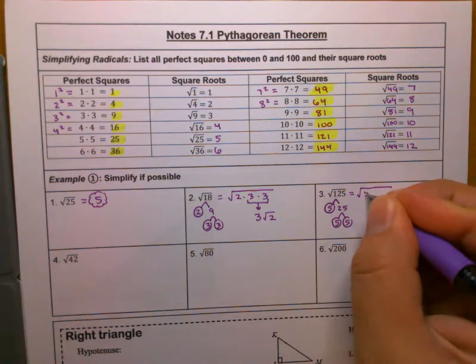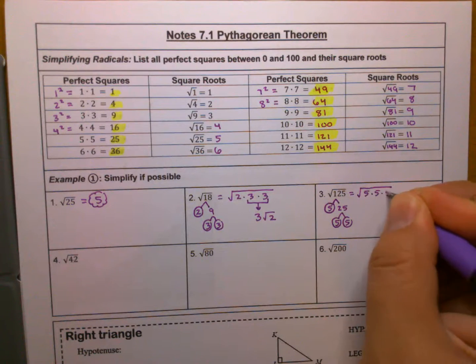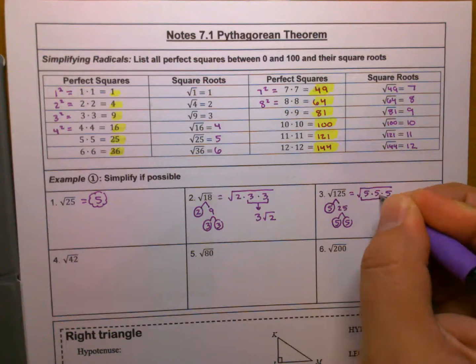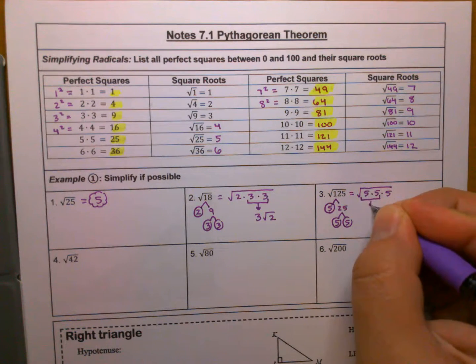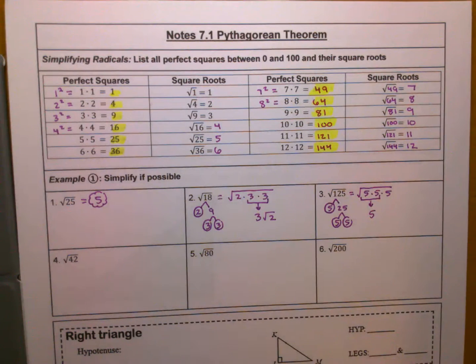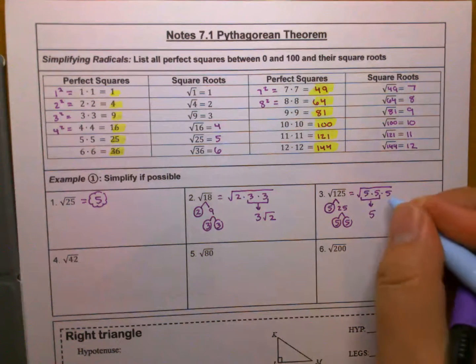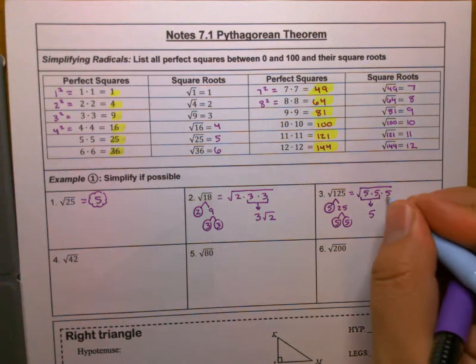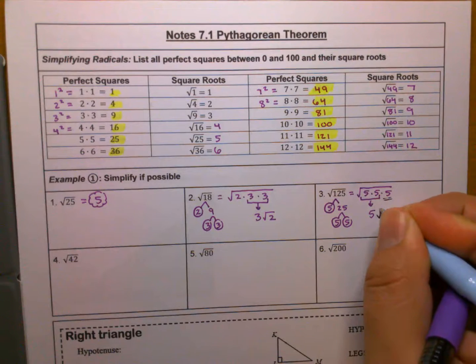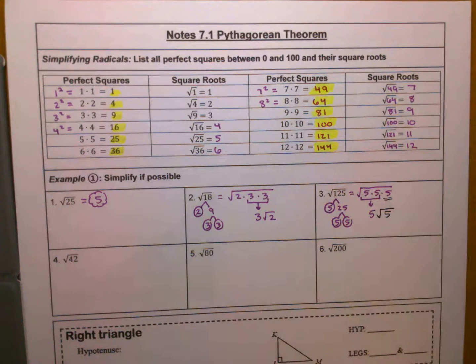All right, well, remember what the rule is. When you're simplifying radicals, the rule was for every matching pair, only one of those numbers comes out. Now, this one here didn't have a matching pair. And if it doesn't have a matching pair, then we leave it inside the radical symbol, in this case, a square root. And that would be my answer.